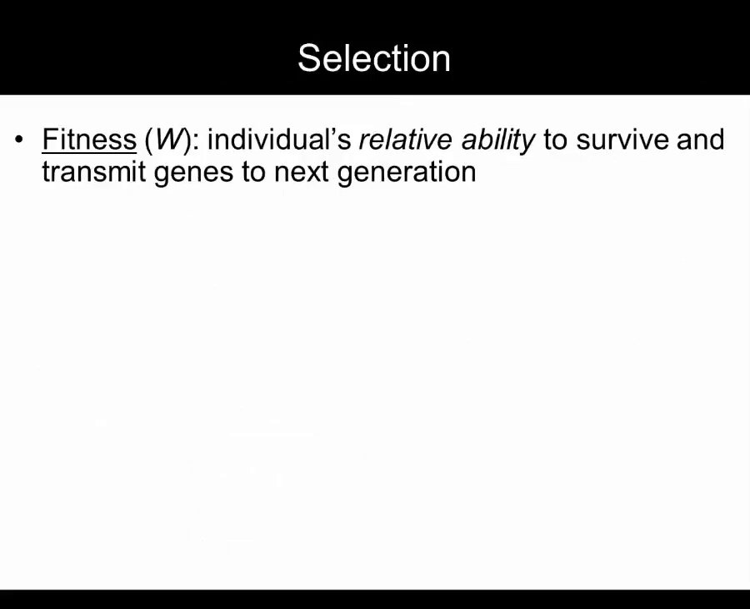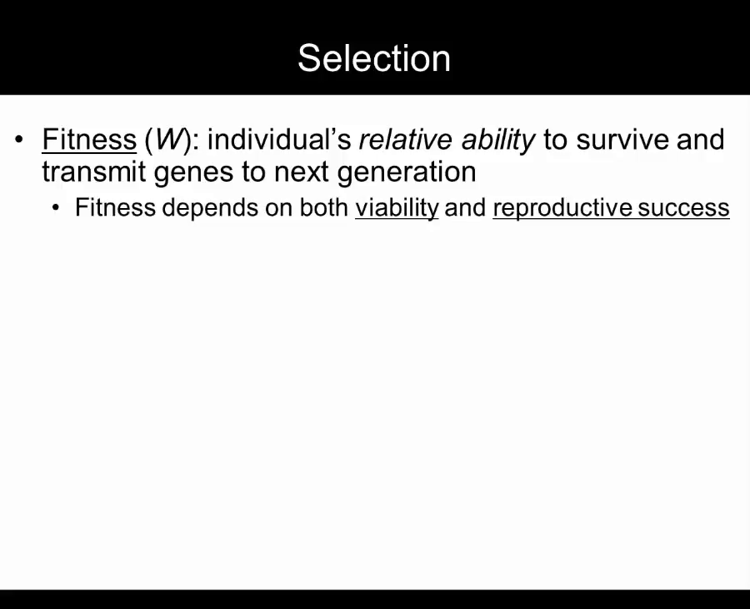The term fitness refers to an individual's relative ability to survive and transmit genes to the next generation. There are 2 components to fitness: viability and reproductive success. To contribute to the next generation's gene pool, an individual must both survive to adulthood and have offspring. From a gene pool standpoint, there is little difference between death and sterility. Fitness is assigned the symbol W, and it is always between 0 and 1.